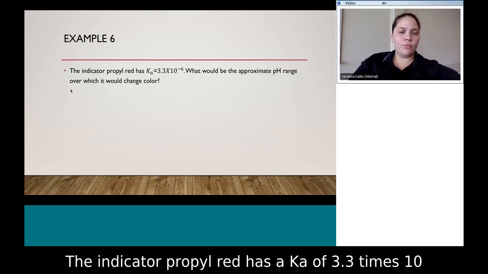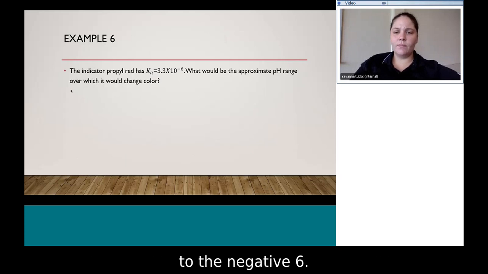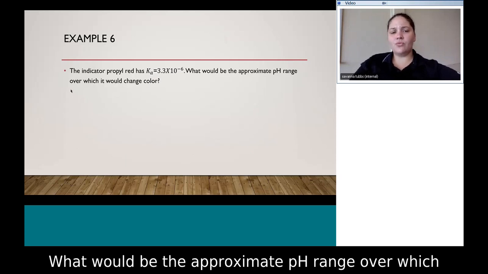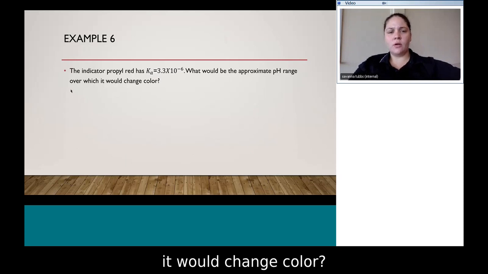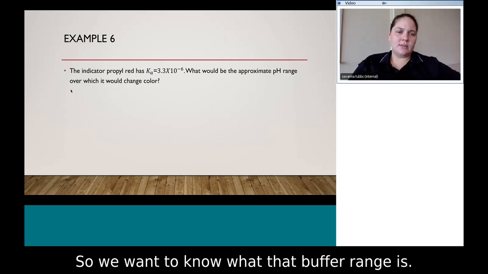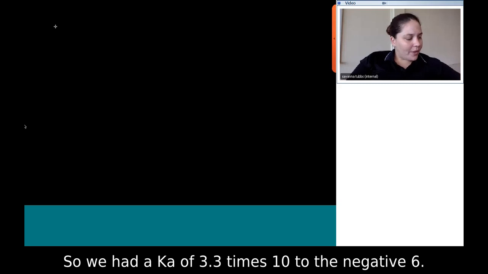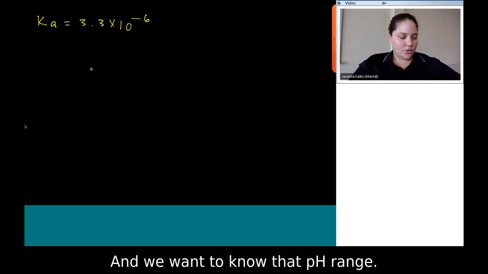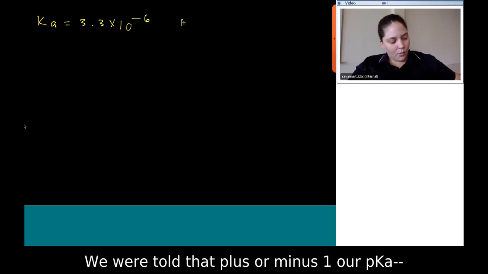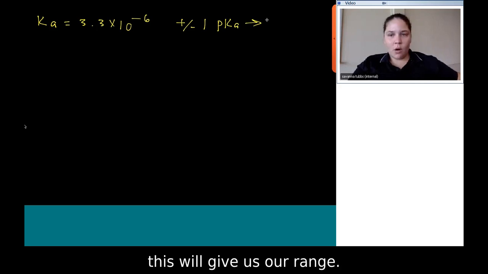The indicator propyl red has a Ka of 3.3 times 10 to the negative 6. What would be the approximate pH range over which it would change color? So we want to know what that buffer range is. So let's go to our boogie board. We had a Ka of 3.3 times 10 to the negative 6, and we want to know that pH range. We were told that plus or minus 1 of our pKa will give us our range.